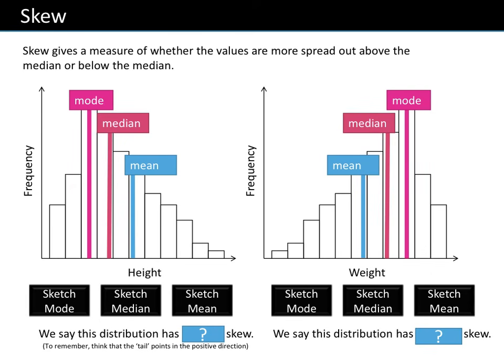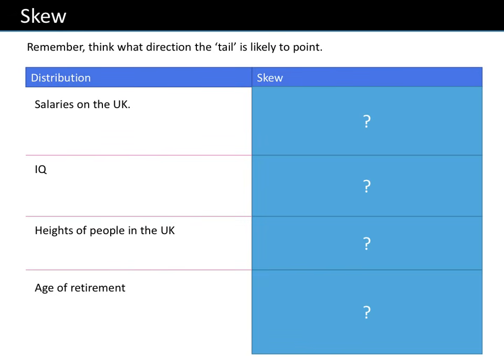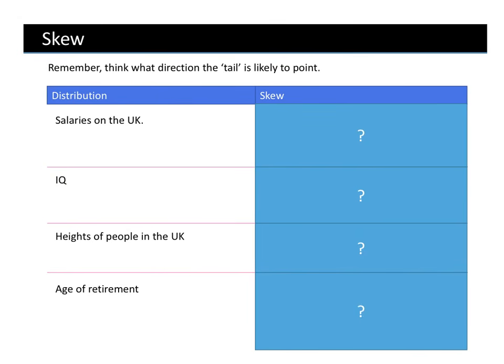So, we have a positive skew and a negative skew. Okay, now I want you to have a debate. Okay? Which tail is the direction likely to point? I want you to think the distribution of salaries in the UK, IQ, heights of people in the UK, and age of retirement.